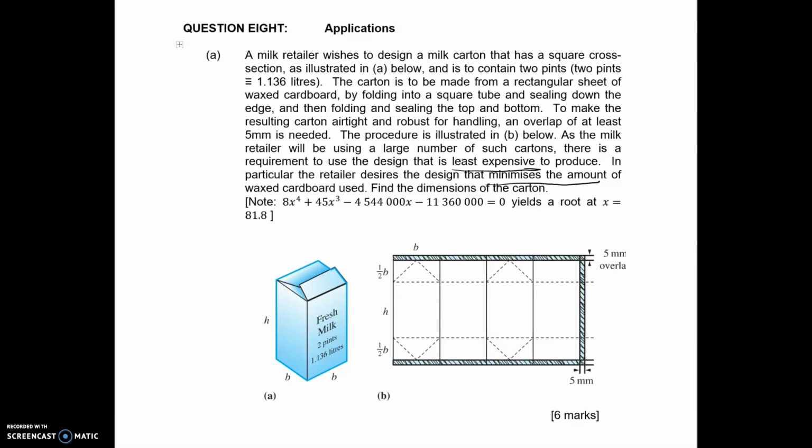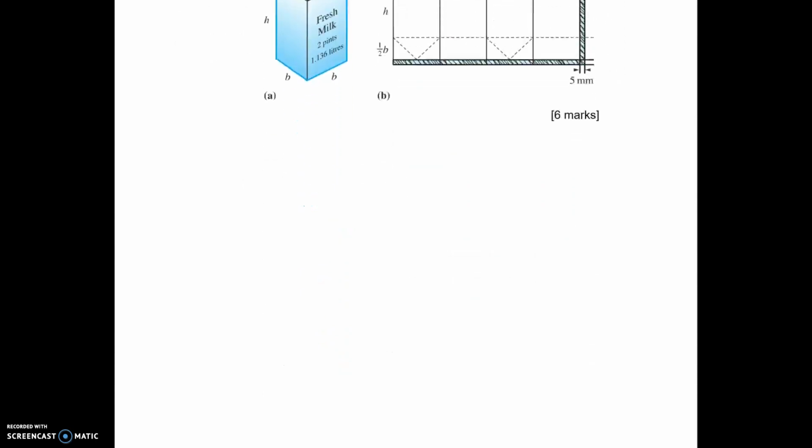But we are told the volume. So we've got the volume here, but we're talking about the surface area. So we've got the information about the volume, but we're actually talking about minimizing the surface area, because that's the amount of cardboard that we need to minimize.